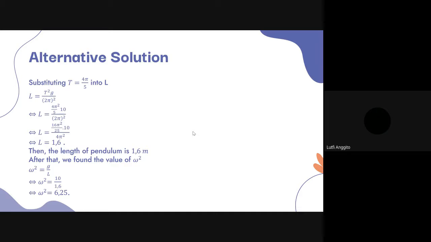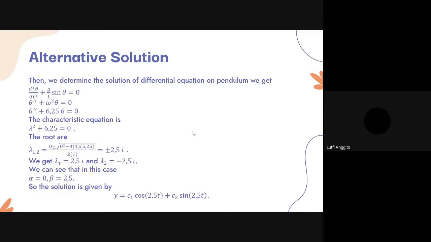After that, we find the value of omega squared. That is, omega squared is equal to g over L, so omega squared is equal to 10 over 1.6, and then omega squared is equal to 6.25. Then we determine the solution of the differential equation of the pendulum, and we get d squared theta over dt squared plus g over L sin theta equals 0. And then theta double prime plus omega squared theta equals 0, and theta double prime plus 6.25 theta equals 0.